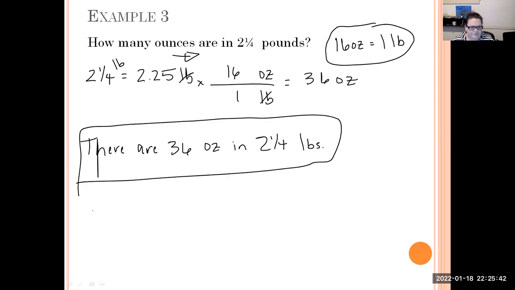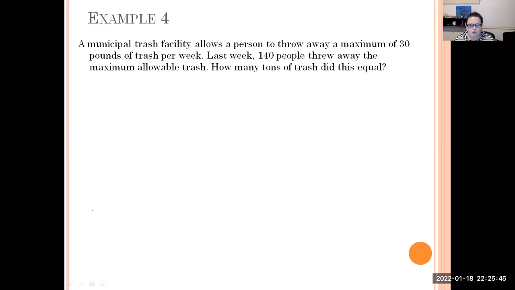Okay. Example 4, a municipal trash facility allows one person to throw away a maximum of 30 pounds of trash per week. Last week, 140 people threw away the maximum allowable trash. So each of those 140 people threw away 30 pounds of trash. This is what you need to think about when you're reading this. So you're going to multiply those two numbers to find the total amount of trash in pounds that they threw away. Then we're going to take that and answer the question, how many tons of trash did this equal?